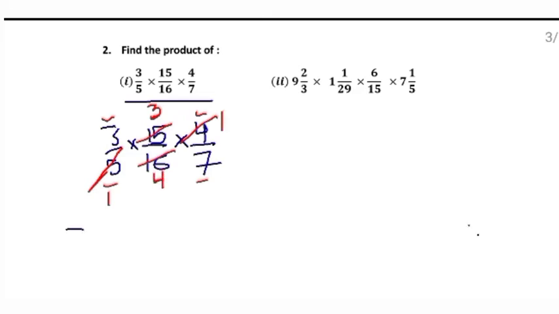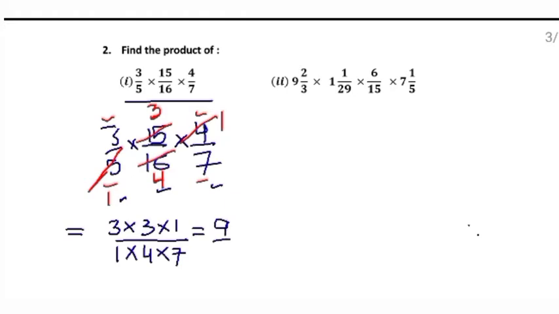Now in numerator you have 3 multiply 3 multiply 1, and in denominator 1 multiply 4 multiply 7. Multiply them. 3 3s are 9 upon 4 7s are 28. This is your answer. Now let's do the second part.